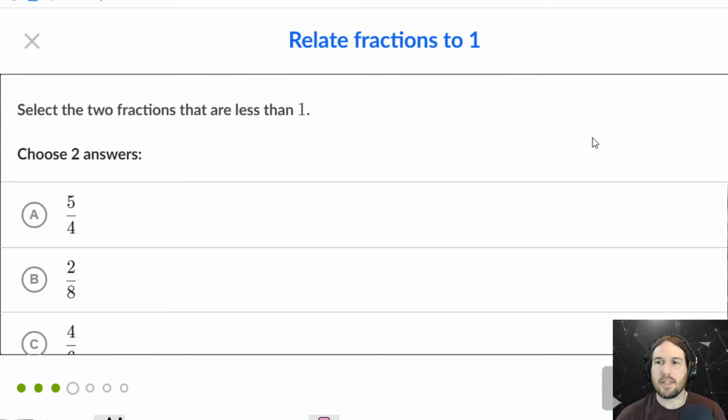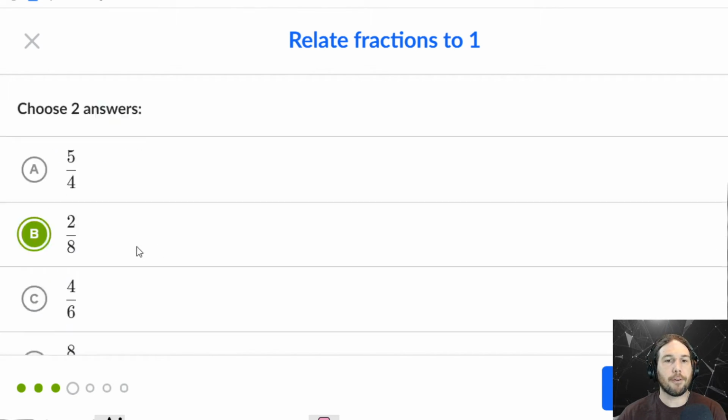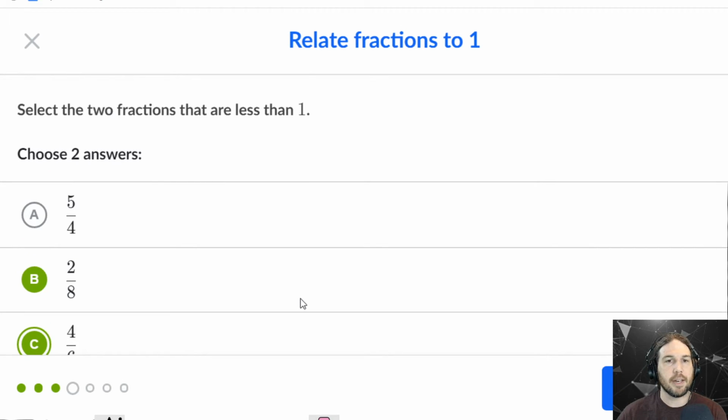Select two fractions that are less than 1. Again, I don't want you to jump straight to smaller number on the top, bigger number on the bottom. I want you to really think about why. Why is it that 2 out of 8 is less than 1? If I cut a pizza into 8 pieces and eat 2 pieces, I've clearly eaten less than 1 whole pizza. However, if we had a bunch of pizzas and they were all cut into 8 and I ate 9 of those, then I have eaten more than 1 whole pizza. That's why it works the way it does. So we're looking right now for fractions that have a smaller numerator than denominator.